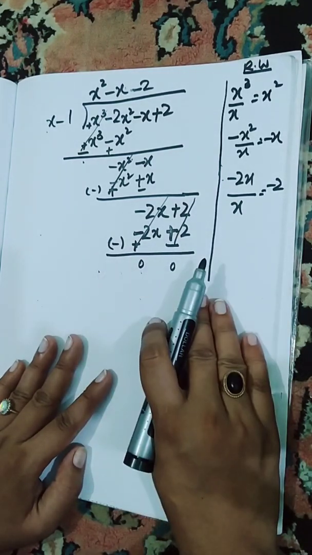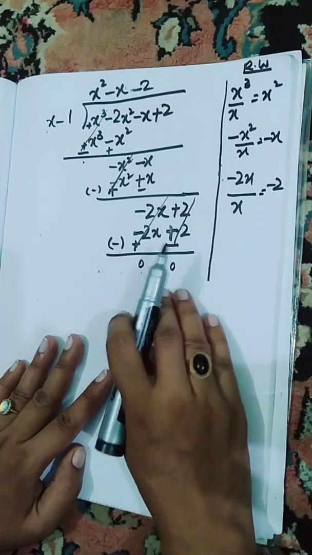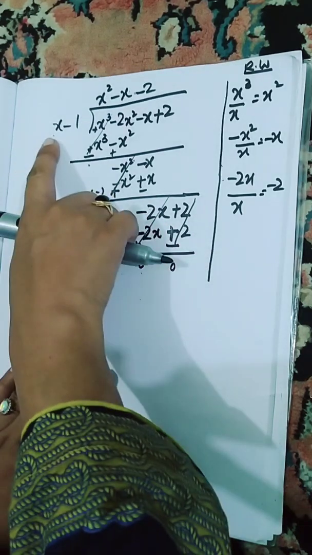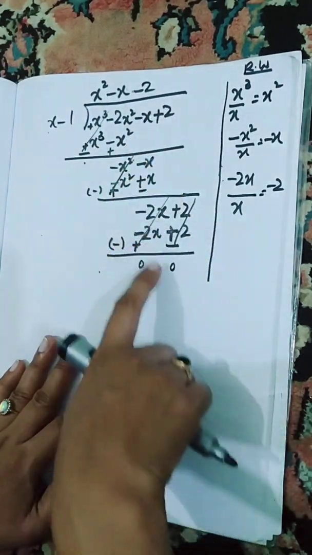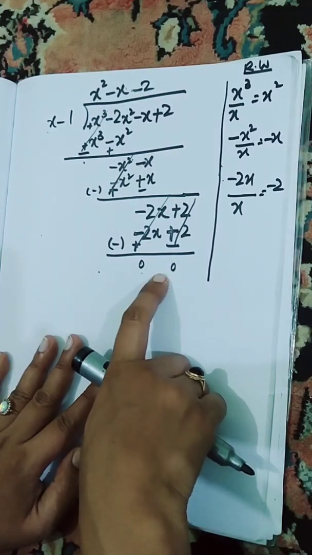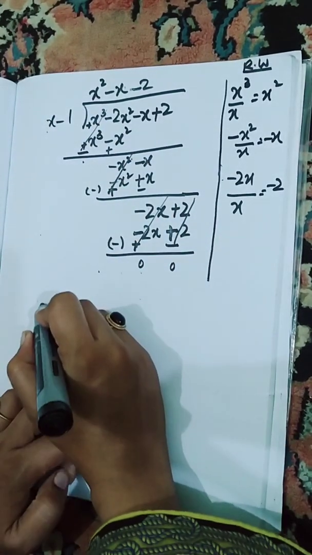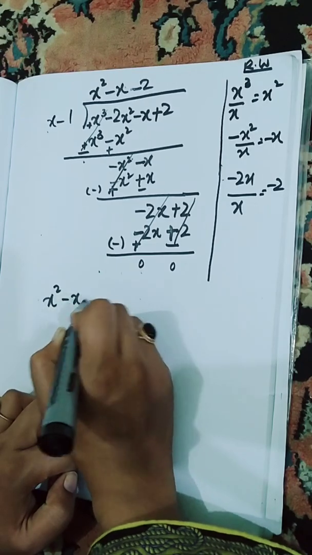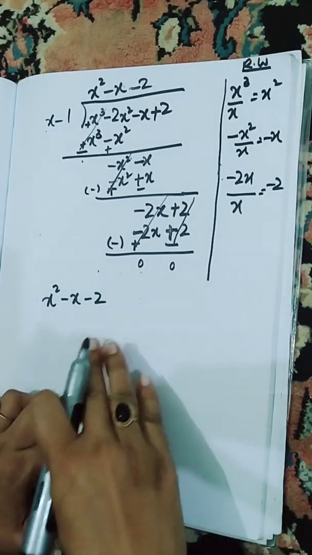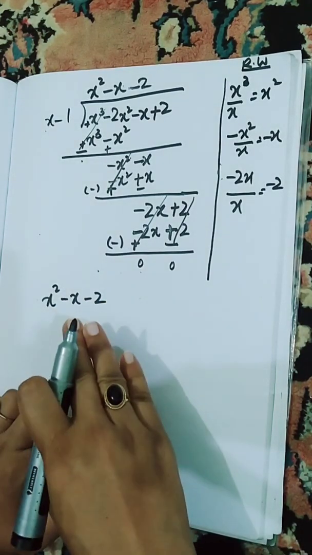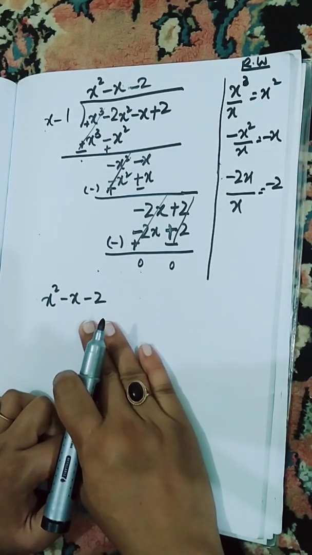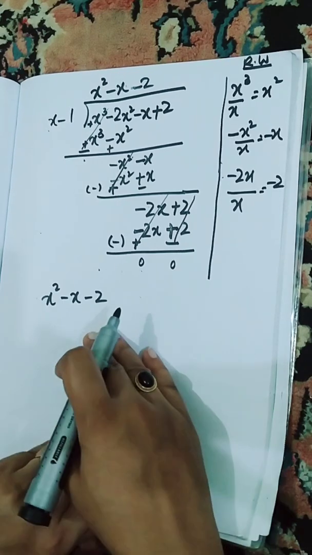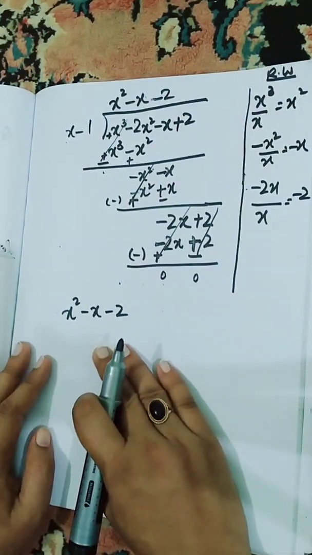What will we have? Remainder as 0, because I know that x minus 1 is a factor of the given expression, so I will have remainder as 0. Now I have the quotient, that is x square minus x minus 2. I need to work on it and find the remaining 2 factors from this quotient. How can we find the further 2 factors?